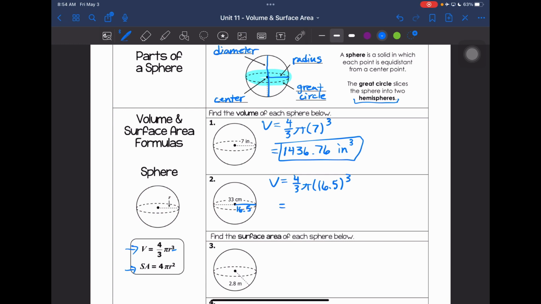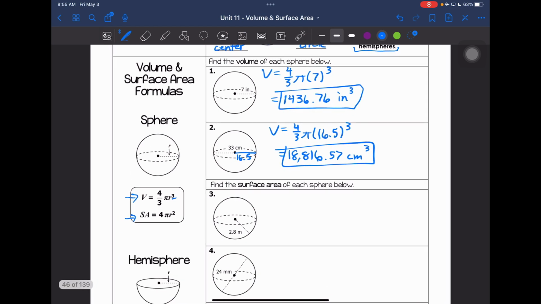Don't be surprised if you get some large numbers today, just because volume, whenever you're cubing something, that tends to make the numbers really big. This one comes out to 18,816.57 centimeters cubed.